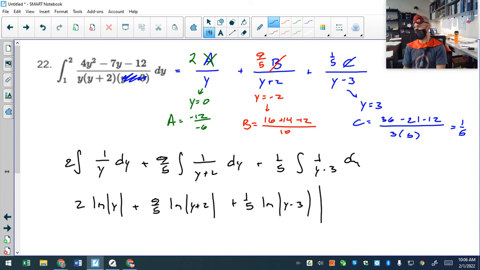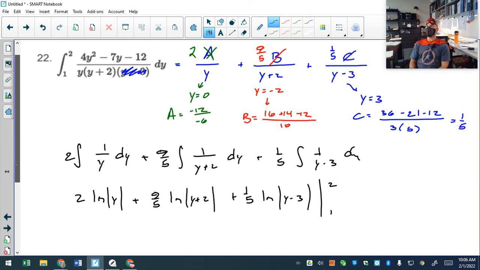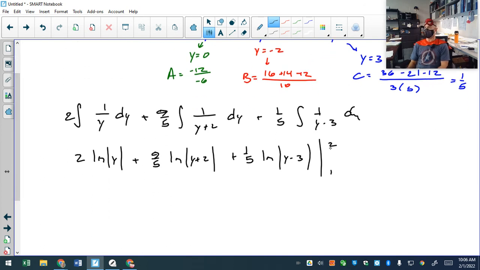And then all of that evaluated from 1 to 2. And this problem is just annoying. I don't know if it is difficult or is it just annoying? Or is there a difference? I don't know. I need to plug in 2.